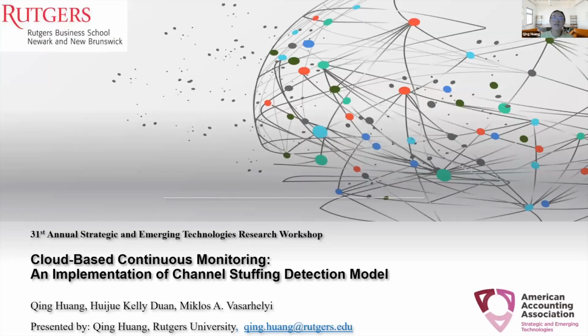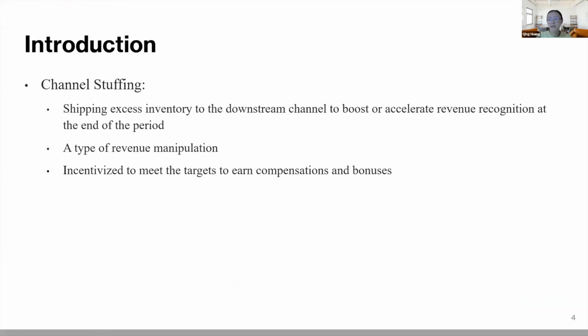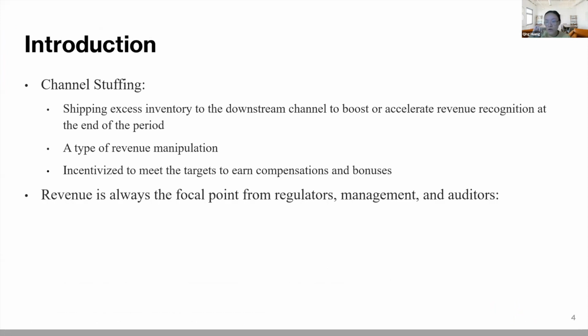The second project is channel stuffing detecting models. Usually channel stuffing means the companies are shipping excess inventories to the downstream channel to accelerate the revenue recognition at the period end. So it's also a type of revenue manipulation, and usually motivated by the need to meet the target to earn a bonus or compensation. So why does this channel stuffing issue matter?